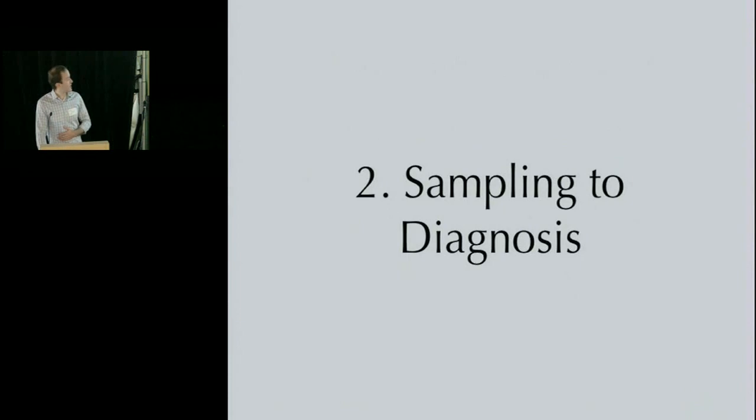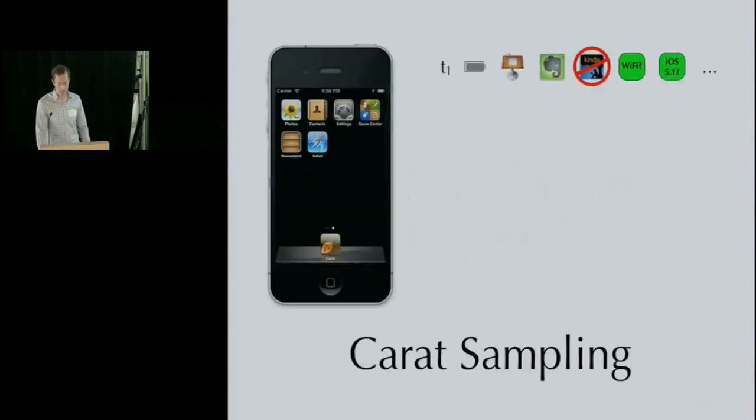Okay, so now that's an overview of what Carat looks like, and I'll start to dive in here and describe the process of how we go from the data that we collect on the device to the diagnosis. The way Carat works is that periodically it will wake up and get some time to write down information about the state of the device. In particular, it'll write down the timestamp, the battery level, and then a feature vector that includes things like what apps are running, does the device have Wi-Fi access, what version of the operating system is it running, and so on.